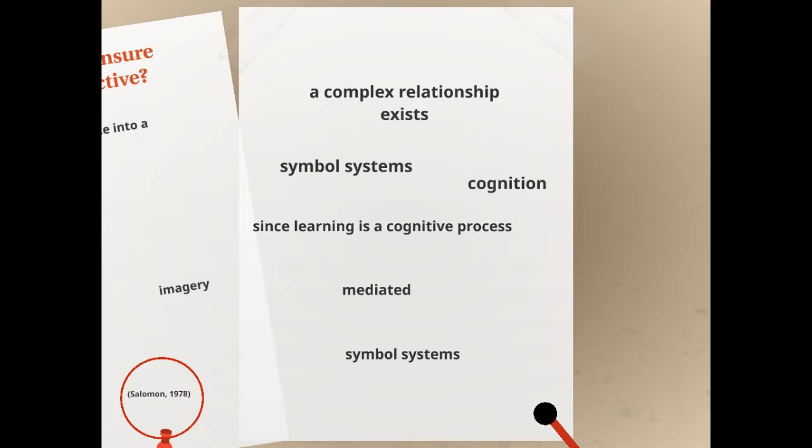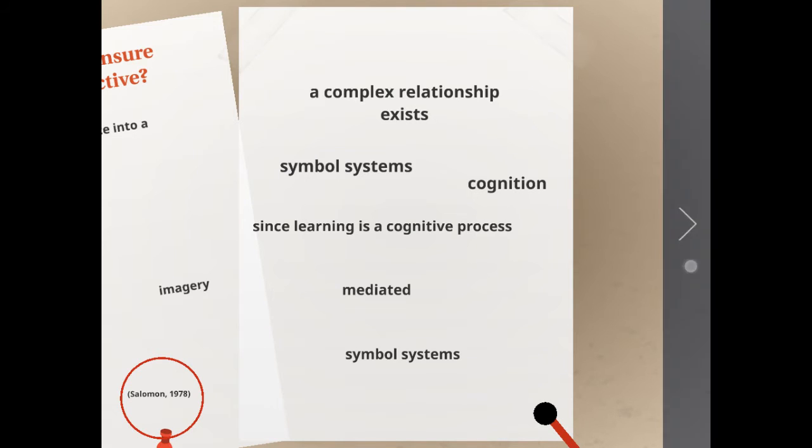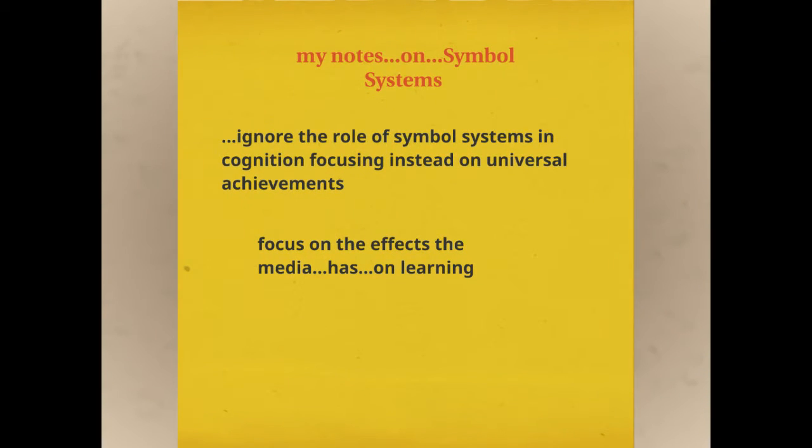And since learning is a cognitive process, symbol systems, in Salomon's words, mediate the entire learning process that incorporates symbol systems. And so if he were to make notes, his notes would probably go back to the data, which he was obviously upset with. He said that the previous data actually ignored the importance of symbol systems. It focuses instead on universal achievement.